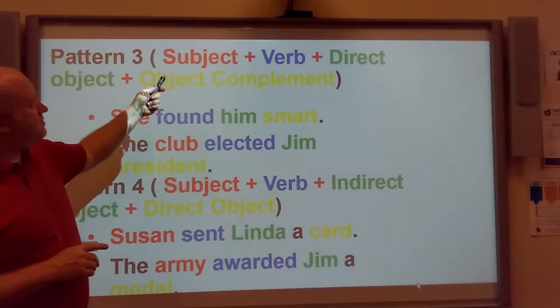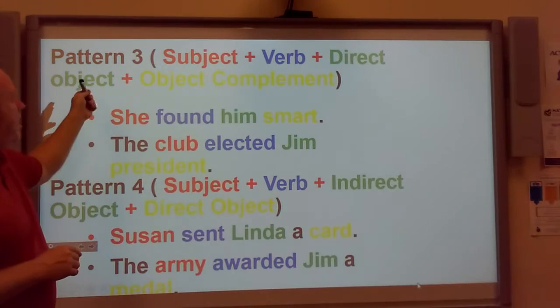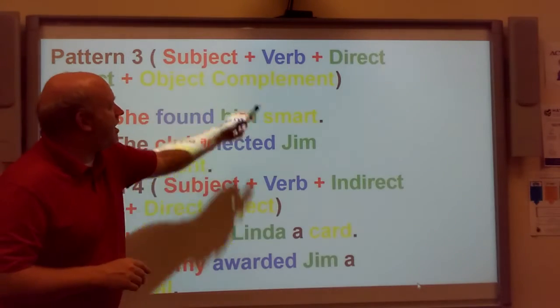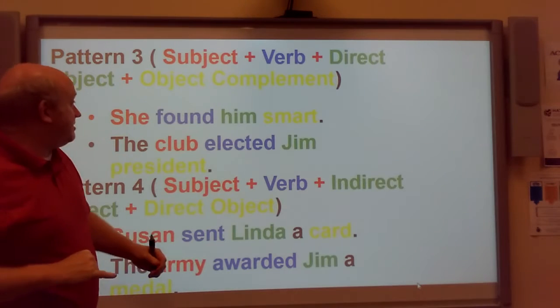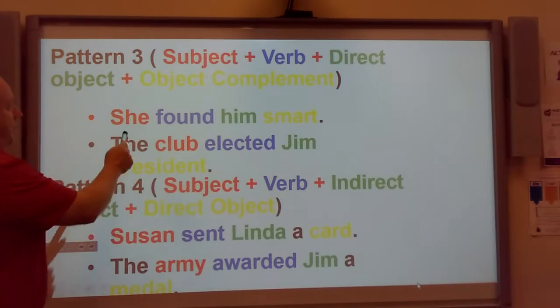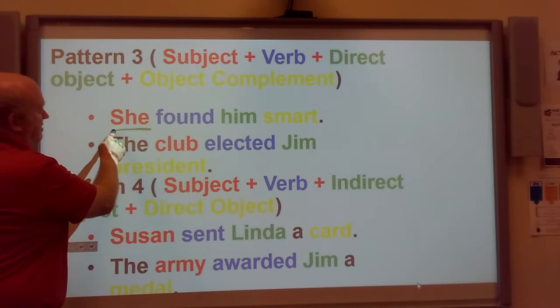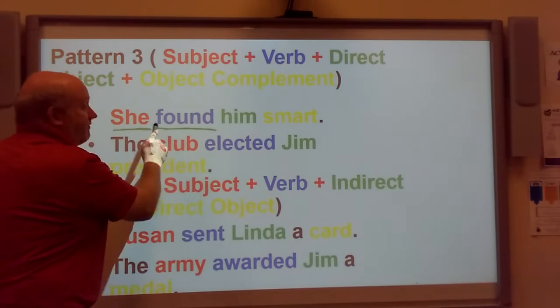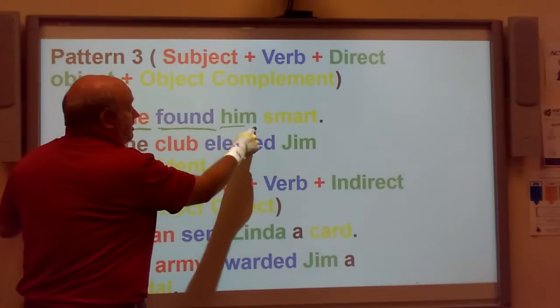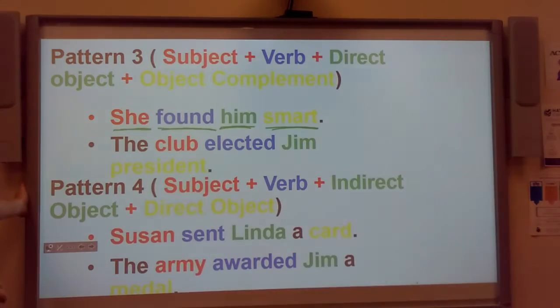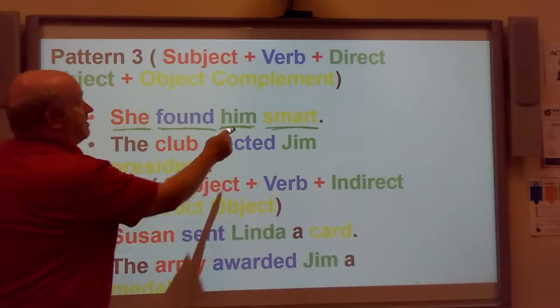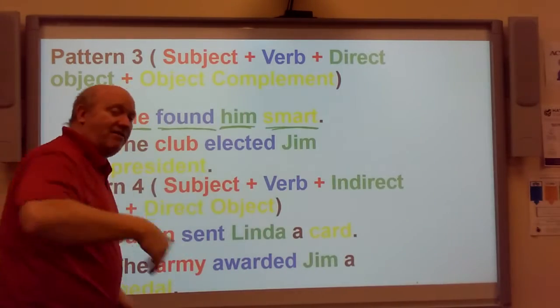Pattern number 3, you have the subject plus verb plus direct object plus object complement. Describing the what? The direct object. For example, she, there's my subject, found, my verb, showing action, him, the direct object, and smart, the complement, because she found him what? Smart.